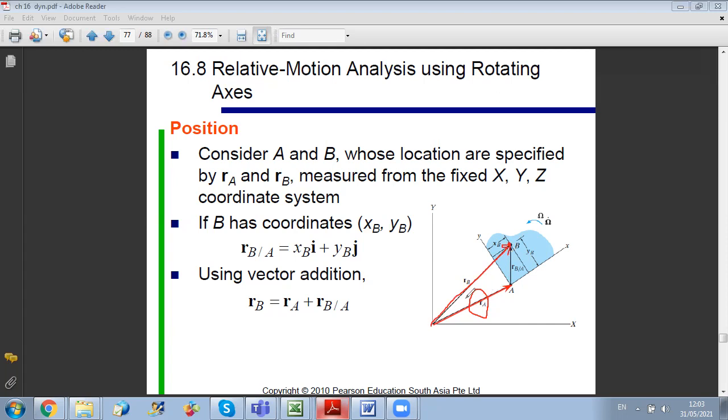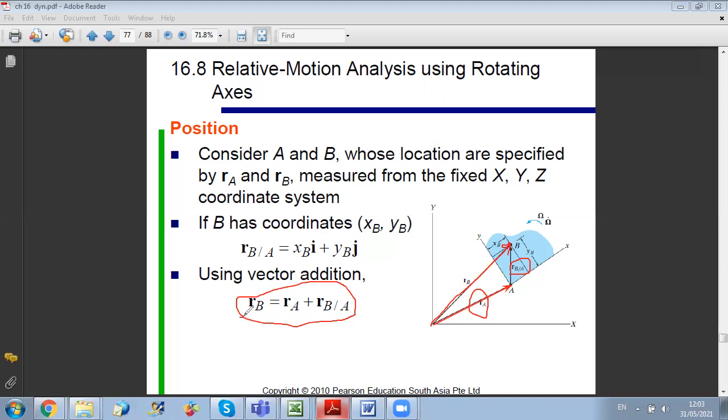Now, as we did previously, to relate RA and RB to RB relative to A, the only thing we should do is to say that RA plus RB relative to A will give us RB. So this is the vectorial relation that will relate the position vectors. Now, what is a little bit complex here is the derivation.